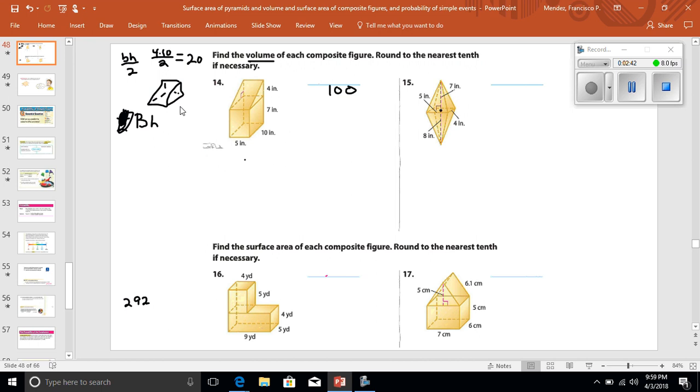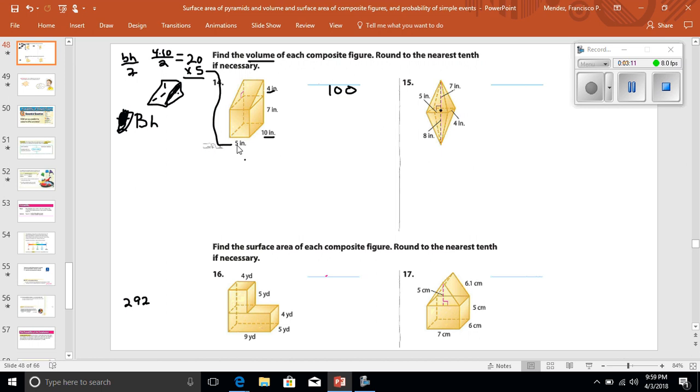Now let's remember this was multiplied by 5, just in case those who were trying to follow along. That 5 was right over here. Our 4 times 10 was 4 times 10, and then divided by 2 because we have a triangle, and the formula for a triangle is base times height divided by 2.